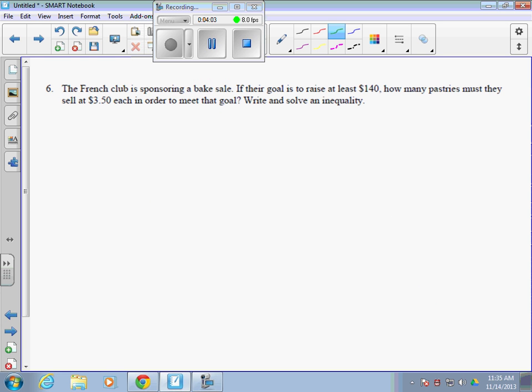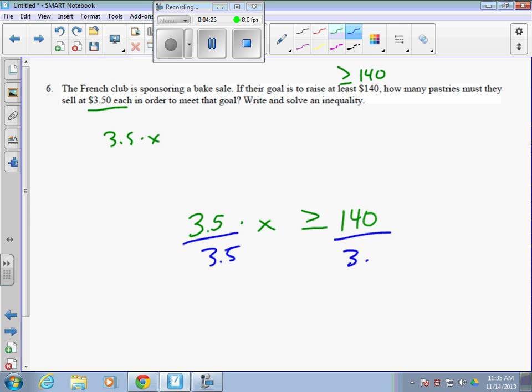Sponsor on the bake sale, at least $140, greater than or equal to 140. 3.50 each, so 3.5 times X. So 3.5 times X has got to be greater than or equal to 140. So divide by 3.50 on both sides. And X is greater than or equal to 40. So they have to sell at least 40, so 40 or more.